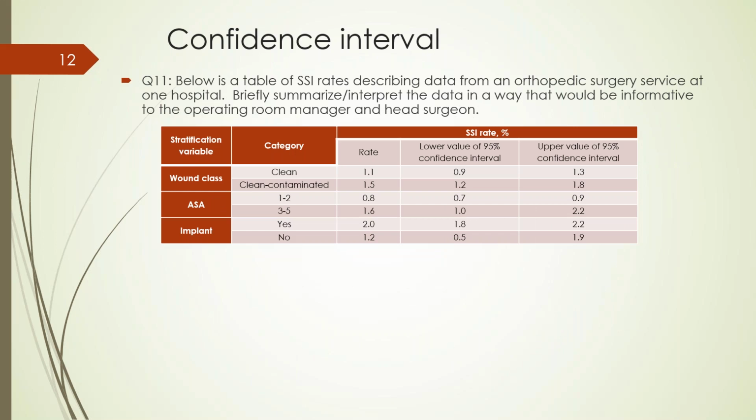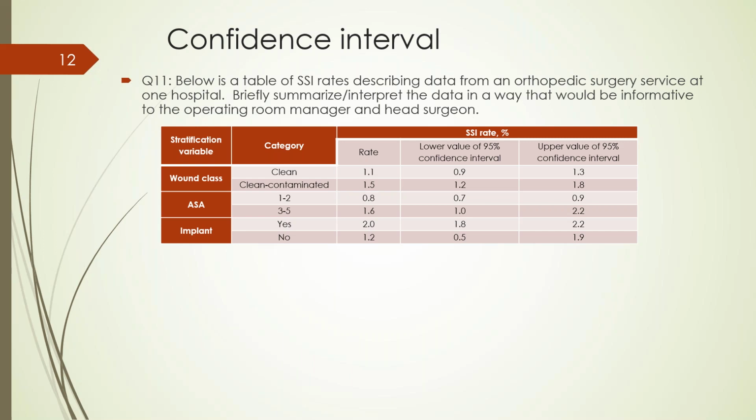Okay, now confidence intervals and using them to interpret. So question 11. Below is a table of surgical site infection rates describing data from an orthopedic surgery service at one hospital. Briefly summarize or interpret the data in a way that would be informative to the operating room manager and head surgeon. So in this table, you've got on the left-hand side their stratification variable. So wound class, ASA score, which is a measure of the patient's inherent health status at time of surgery or before surgery, and whether or not the surgery involved an implant of some kind.